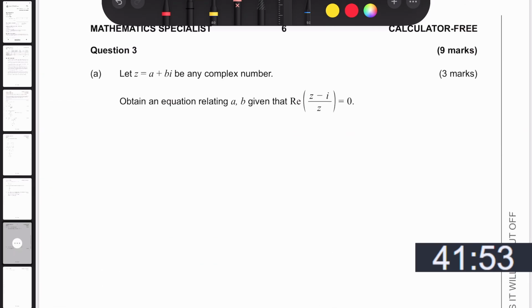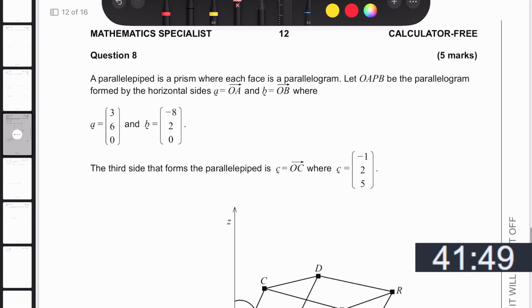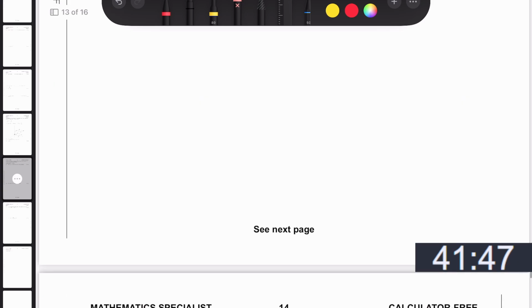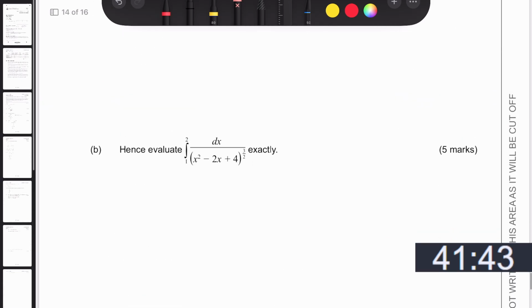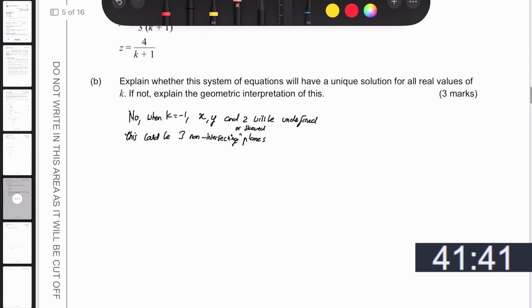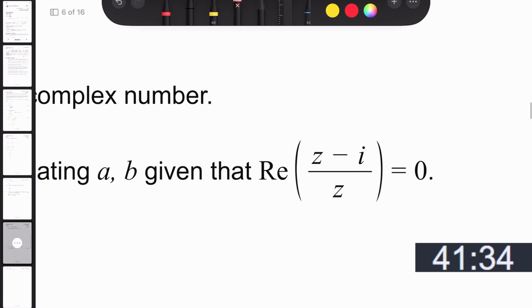Let z equal a plus bi. No, actually, if I'm going to be honest, I forgot how nice SPECS is. Okay, never mind. There's a 5-mark question, but it's coming up soon as well. Alright, whatever. Obtain an equation relating a and b, given that 3 of z minus i over z equals 0.